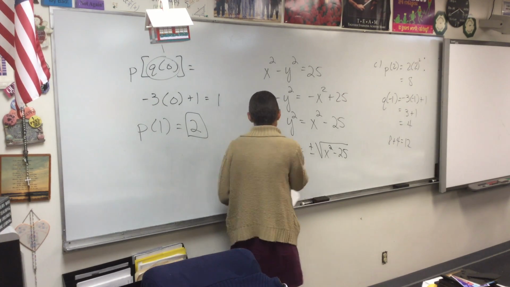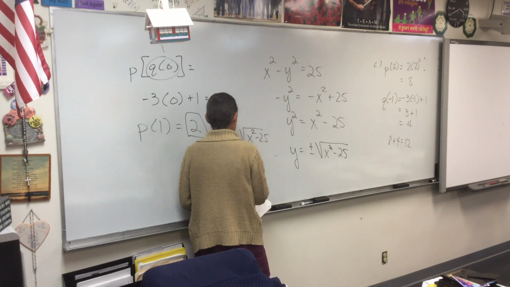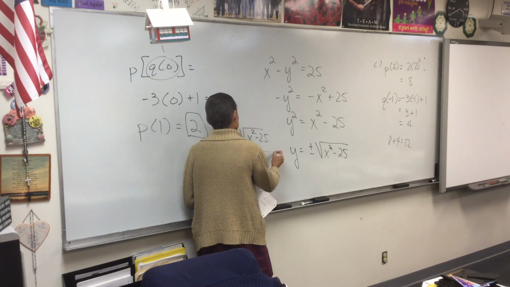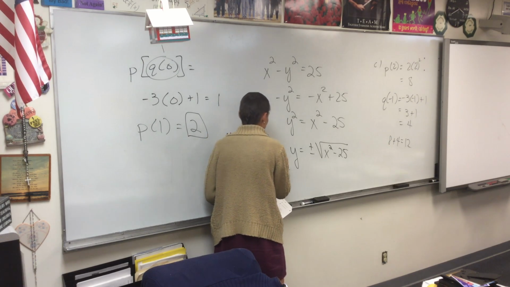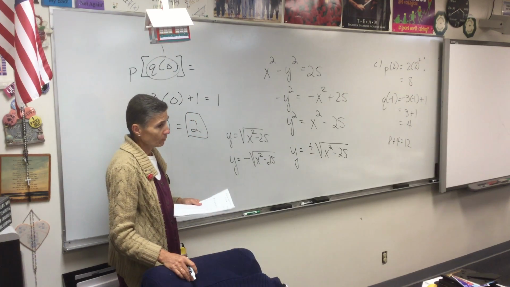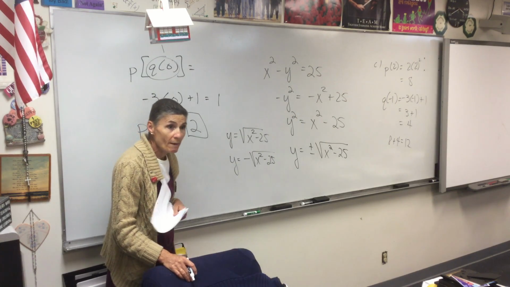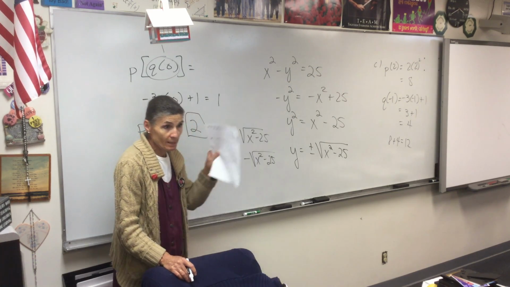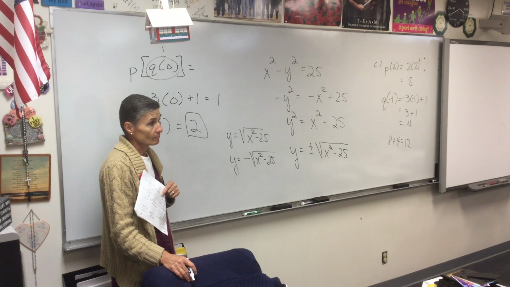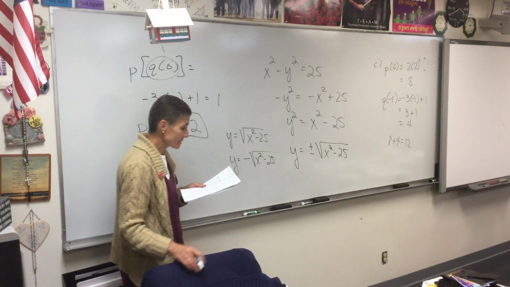So one of the answers is positive square root x squared minus 25, and the other one is negative square root x squared minus 25. Now, you say, Miss Ford, why didn't you just put one answer line? Because I'm hoping if I put 2, you will remember the plus or minus. Is it okay if we just write plus or minus? Yes, I tend to do that. You're lazy as can be.